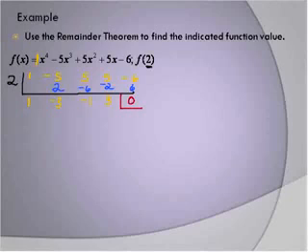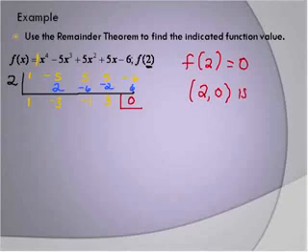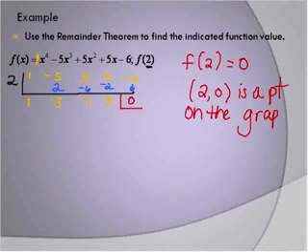A remainder of 0 means that 2 is an actual factor. Well, I should say is an actual solution to this polynomial. So first let's write out what we have. F of 2 is equal to 0. So that means that (2, 0) is a point on the graph. And (2, 0) is an x-intercept, because whenever the y value is 0, you have an x-intercept.